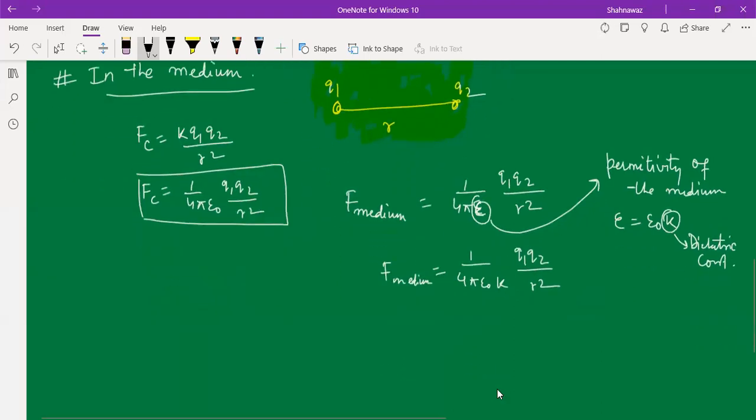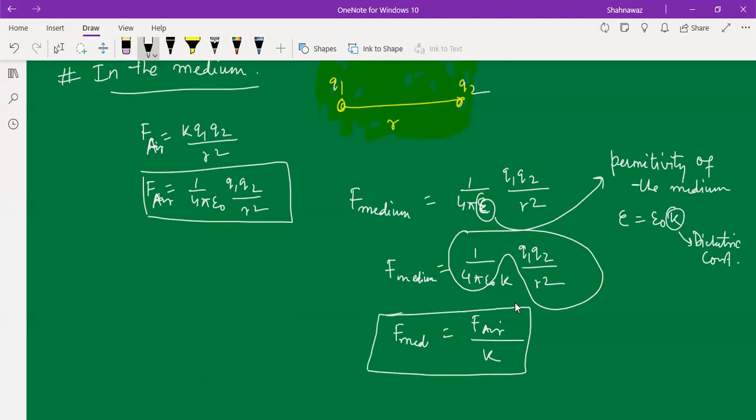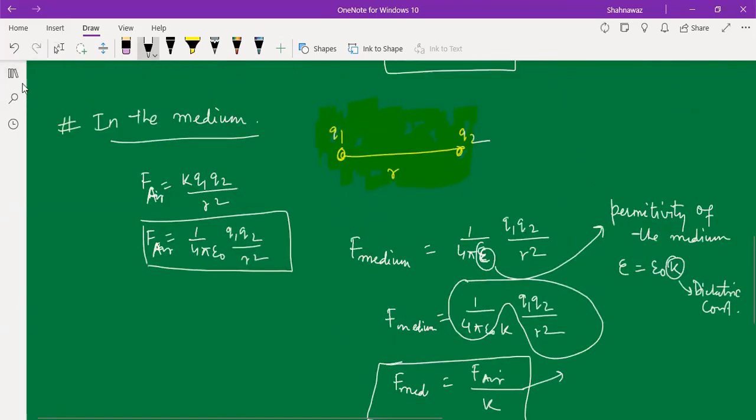Then we can identify this term. This is F Coulomb, which is F air, I can say, so F medium is F air by K. This again, you guys already know, right? Yes, sir. This question came in one of the NEET exams. So let us do some problems based on Coulomb's law first, and then we will talk about equilibrium later. Okay.